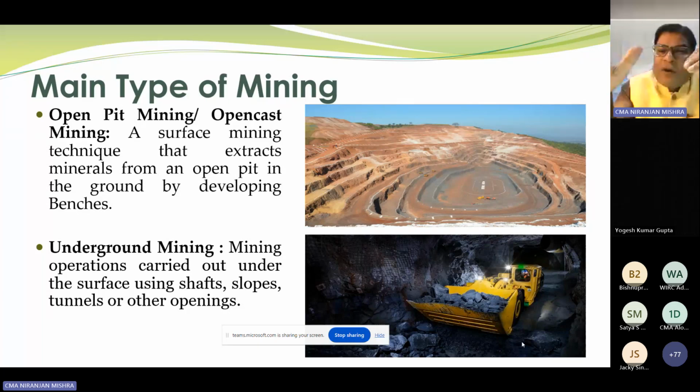We have to go underground, and after entering the underground, the procedure is similar to open cast mines: drilling, blasting, and separation. Then through the winder, the ore comes to the top of the mine.